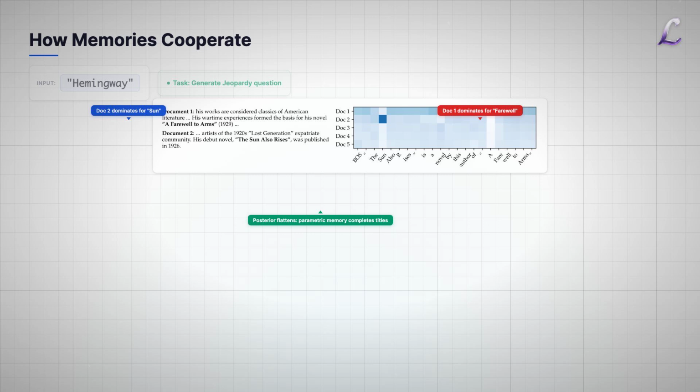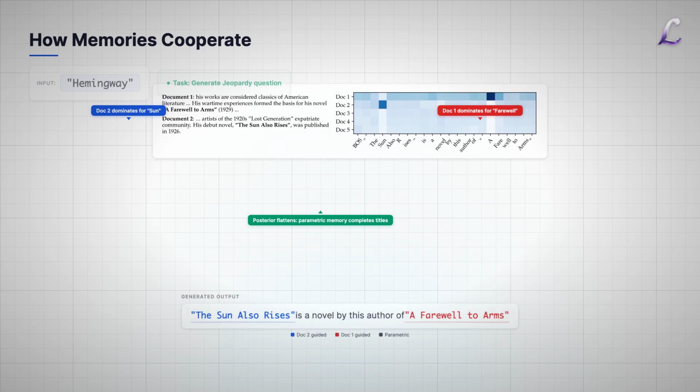After the first token of each book title is generated, the document posterior flattens. The generator no longer needs the documents to complete the title. It already knows the titles from its parametric memory. The non-parametric retrieval guides the generation toward the right factual content, and then the parametric memory takes over to complete the fluent output. This is the essence of RAG. The two memory systems aren't redundant, they're complementary.